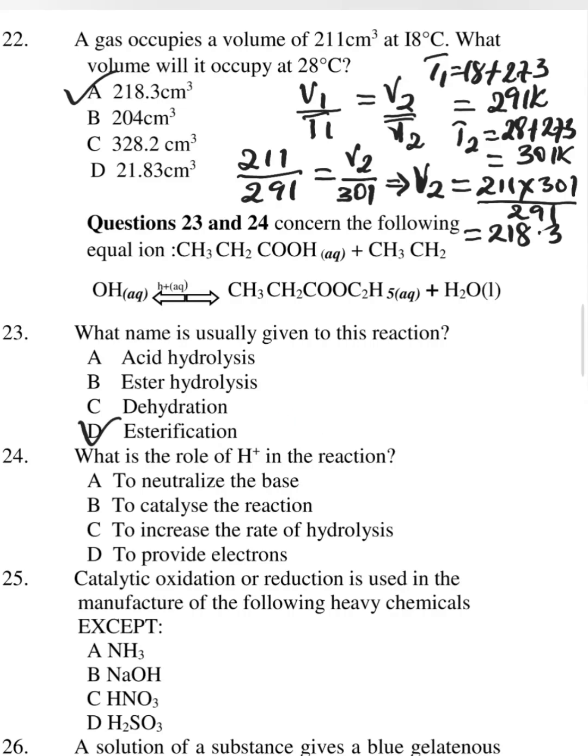24. What is the role of H+ ions in the reaction? Their role is catalytic. They catalyze the forward reaction. In number 25, catalytic oxidation or reduction is used in the manufacture of the following heavy chemicals, except sodium hydroxide, ammonia, nitric acid, and sulfurous acid. They are manufactured using catalytic oxidation.